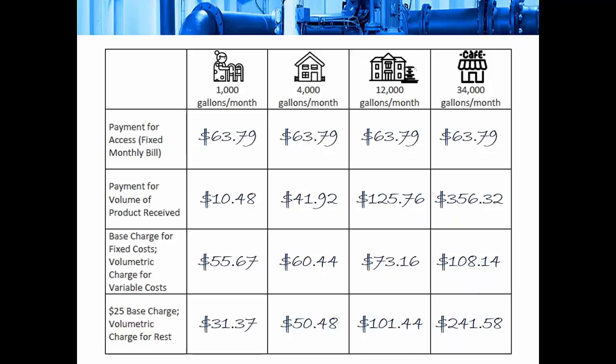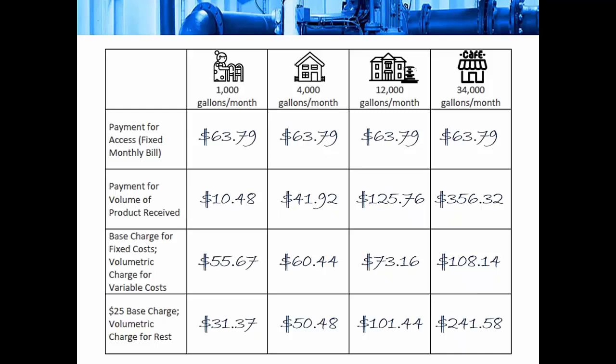So, if you really value in your community that elderly customer and protecting that customer first and foremost, you might find that payment for volume of product received the most attractive. If you want more of those cafes to come to your Main Street, you might look at a different rate structure because that one would be a little bit more expensive for that particular cafe.